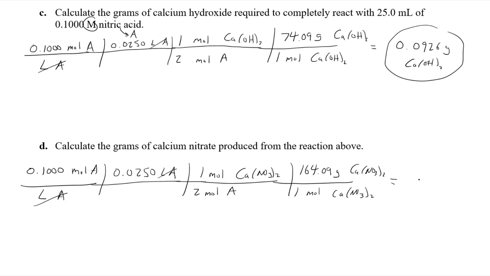And if we crank that out, our moles acid cancel and our moles of nitrate cancel, and we're left with grams, and I get something along the line of 0.205 grams of that calcium nitrate, and that's my final answer. And I think that is it. So pretty short one. I hope that's a good review before going into the next exam, and I'll see you soon.